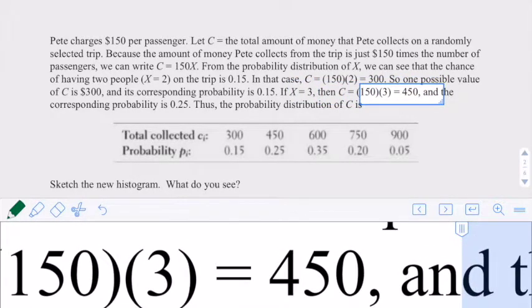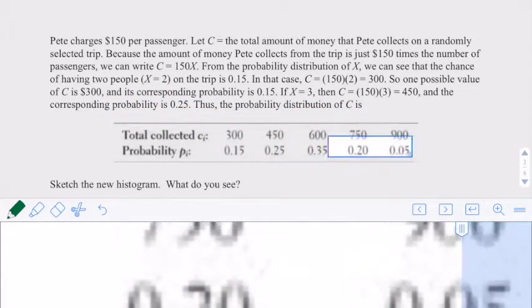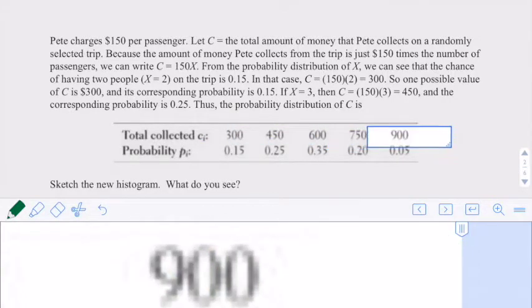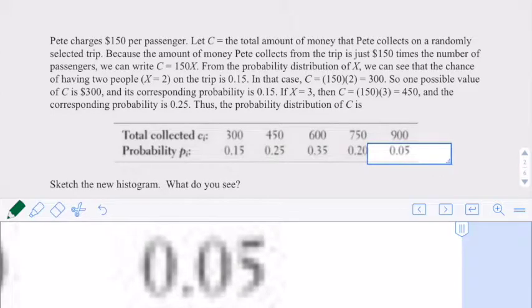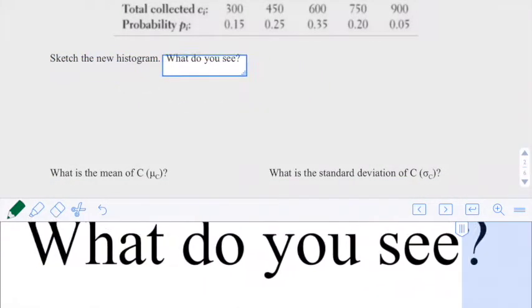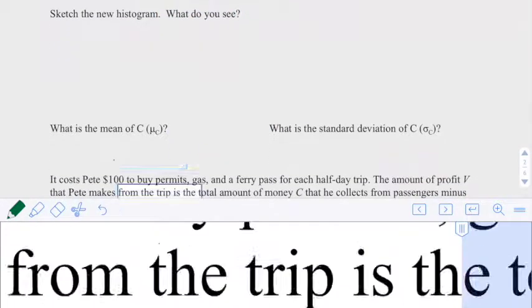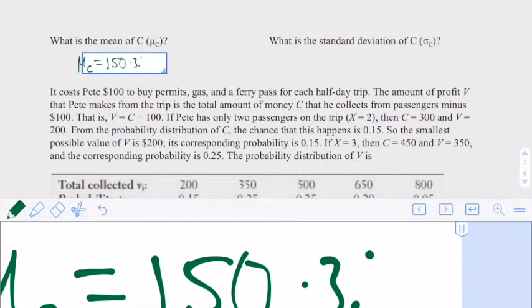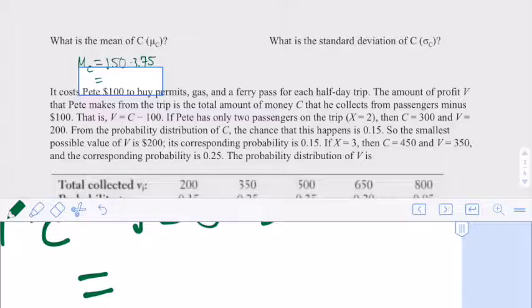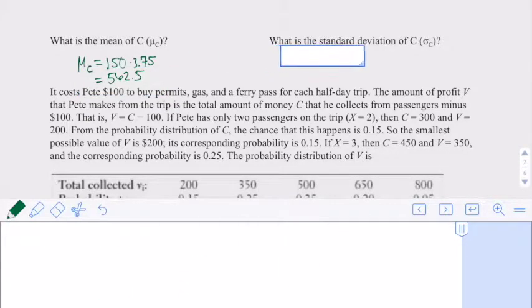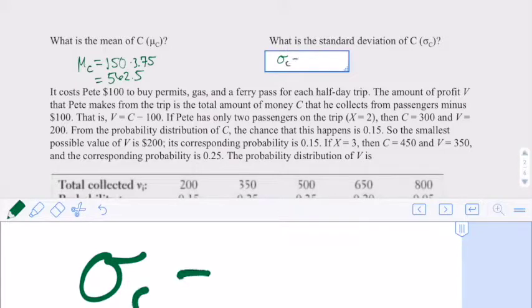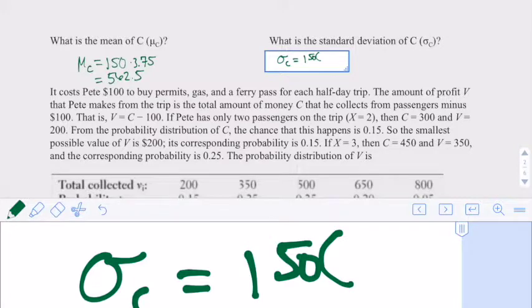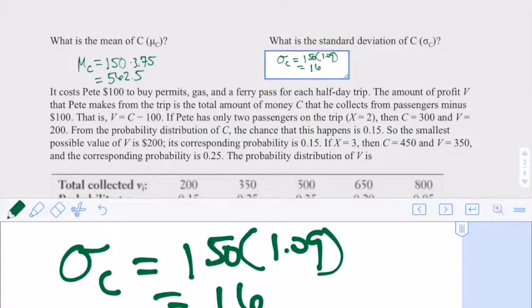So that's the profit that he makes. And the probability of that is 0.25, right? These all were just, this is the 2 people in the Jeep, 3, 4, 5, and 6. That's how much profit and the likelihood that he would make that profit. I'm not going to sketch the new histogram because it's going to be exactly the same, a different x-axis. The mean, remember, the mean and the standard deviation both just multiply by a constant. 150 times 3.75, 562.5. And the standard deviation will also multiply by that constant. So 150 times that 1.09 equals 163.5.